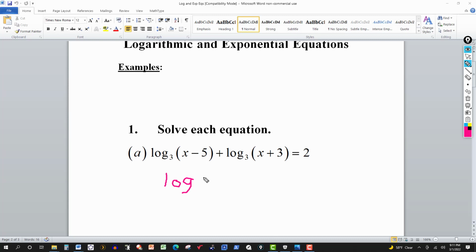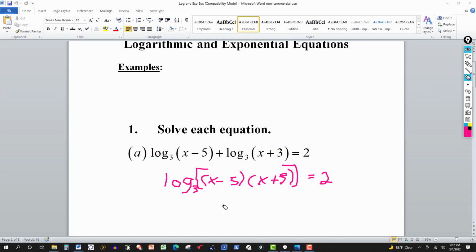So it's going to be the log of x minus 5 times x plus 3, and this is to base 3. Just keep in mind that I could put a bracket here because it's the log of all of that. It's the product. Now, once you have it as a log of some expression to base 3, equal to a number, that means that whatever you have right here, in this case, it's the product.